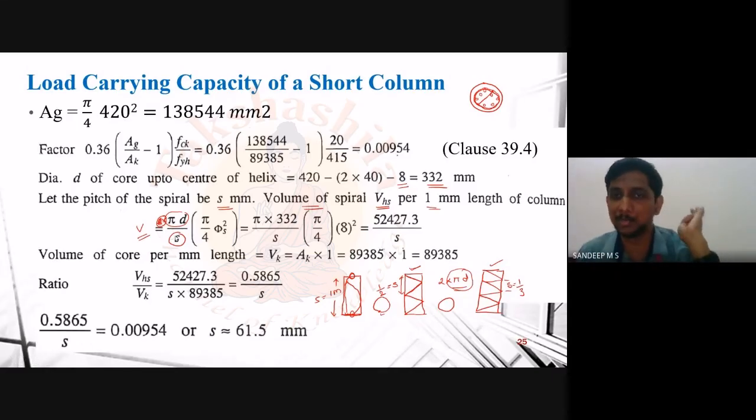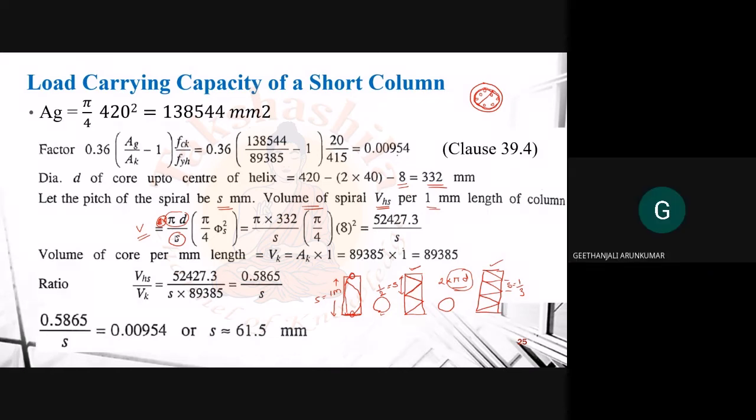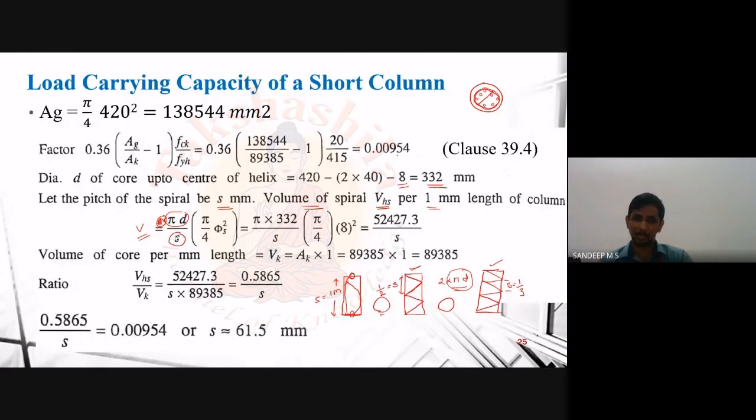Is the concept clear to you? This is the only confusing part, the calculation of volume. Any doubts in this? No, sir, it's clear.